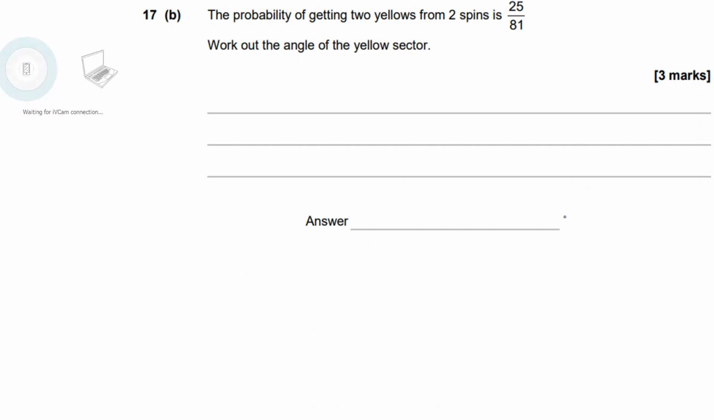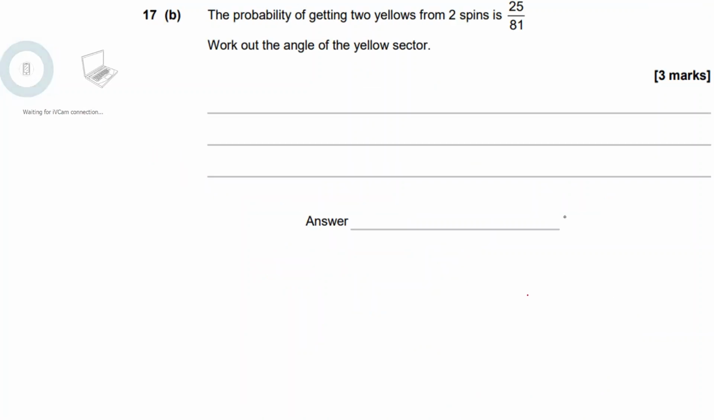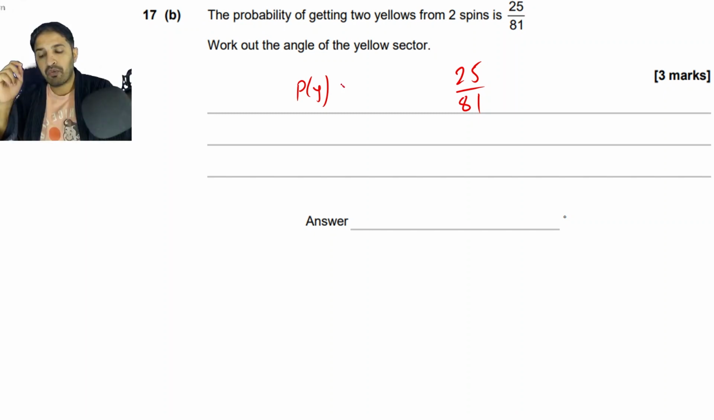Right, the probability of getting 2 yellows from 2 spins is 25 out of 81. So the probability of yellow from the first spin multiplied by the probability of yellow from the second spin, which is exactly the same, should give you 25 out of 81. So the two numbers that are exactly the same, multiplied together, give you 25 out of 81.